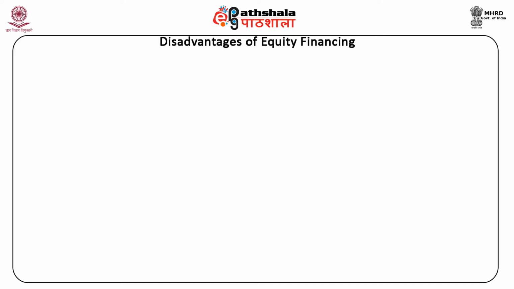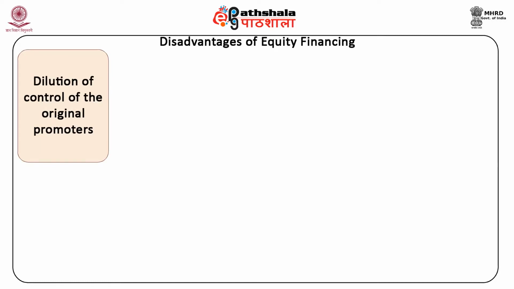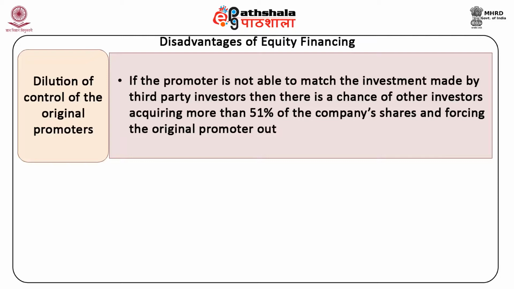Raising funds through equity leads to dilution of control of the original promoters. If the promoter is not able to match the investment made by third-party investors, then there is a chance of other investors acquiring more than 51% of the shares and forcing the original promoter to get out.